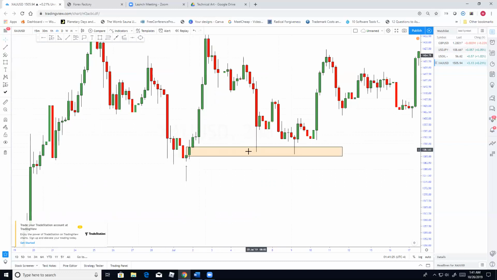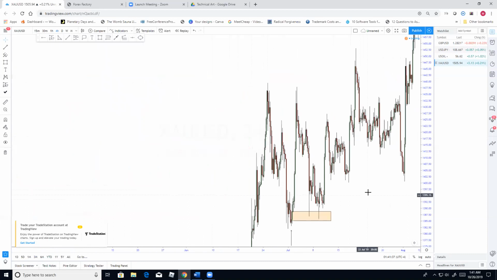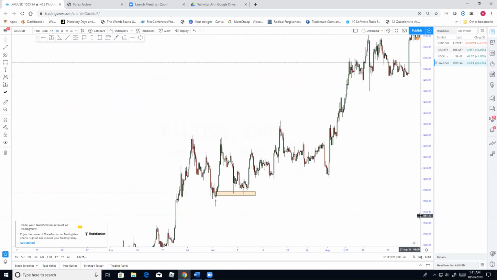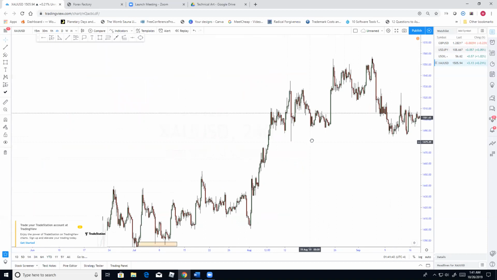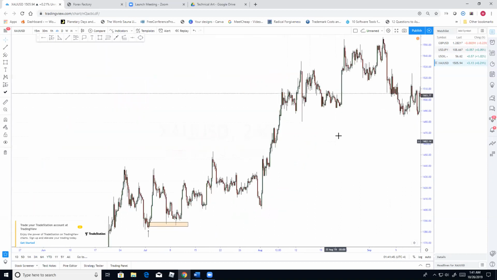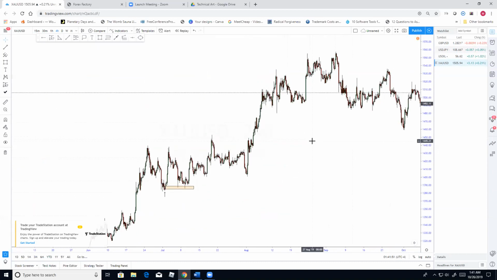Came back down, not once, but twice, from the wick to the candle close zone. Once it tapped on the second time, it basically hasn't been to that price since. And actually took off thousands of pips. Right, so that's a little wrap up, just a quick little sequence on indecision zones.